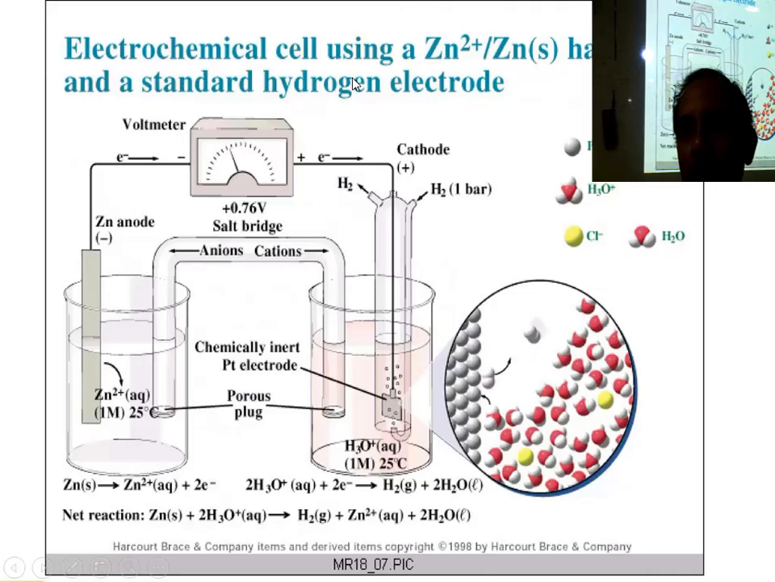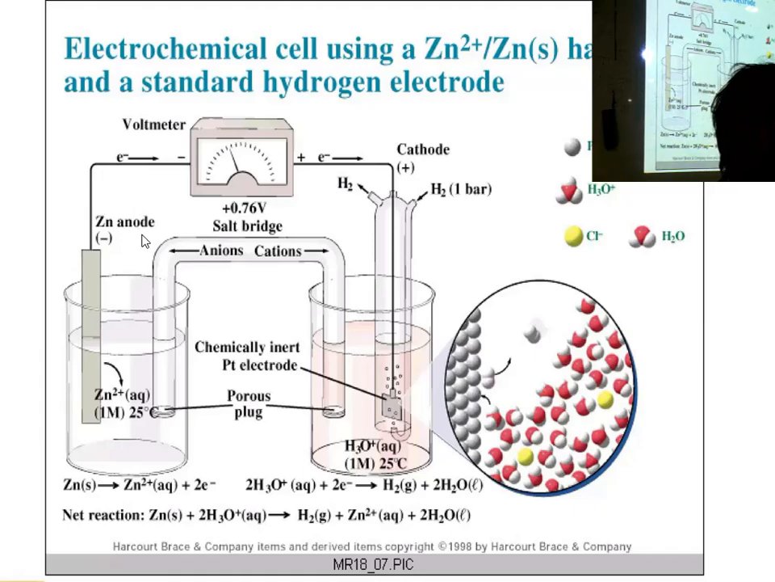So, an electrochemical cell using a Zn2+/Zn half cell and a standard hydrogen electrode. What is the purpose? You have to get the values. In the electrochemical cell, we write the EMF values. Zn2+ is 0.76. How do you get it? This is the way we get it.